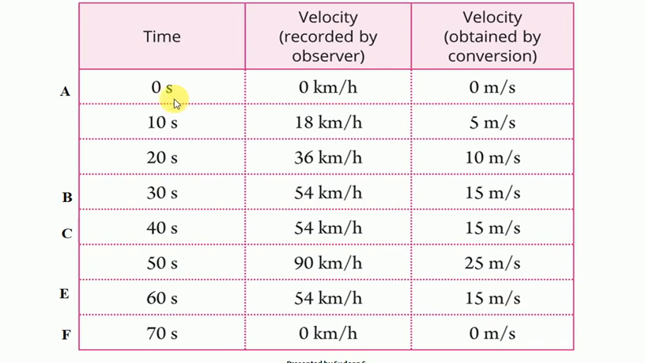So whenever an object changes velocity in an equal amount with respect to time with an equal interval, such an object is said to be in uniform acceleration. So this object from A to B shows uniform acceleration.